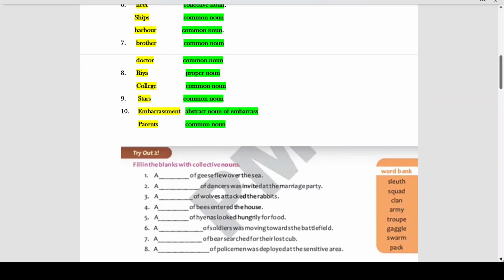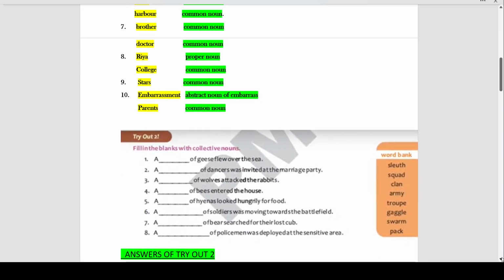But before going over to try out 2, which is to fill in the blanks with collective nouns, like I explained, what are collective nouns? They are a collection of things or people, and these kinds of nouns are called collective nouns. Next, a dash of geese flew over the sea. I've given the answers here, students. You can just go through it. A gaggle of geese, a troop of dancers, a pack of wolves, and so on.